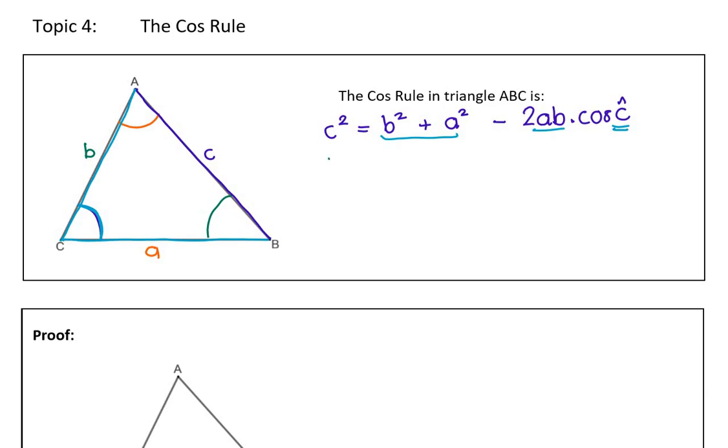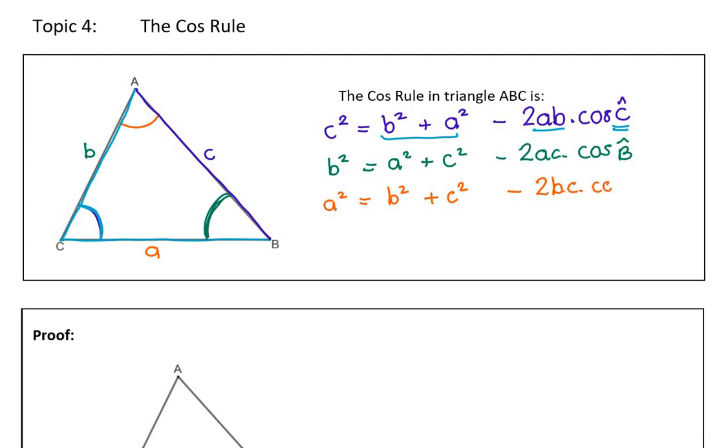You could say B squared, which follows the same pattern. B squared would be equal to the other 2 sides squared, so A squared plus C squared minus 2AC, and now you would cos the angle between A and C, which is angle B. Or you could say that A squared equals the other 2 sides squared, so B squared plus C squared minus 2BC, and now you would cos the angle between B and C, which is A.